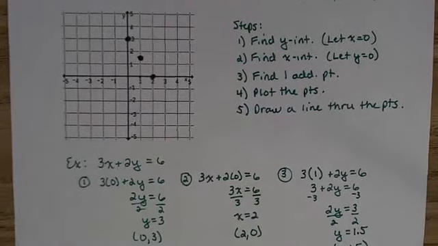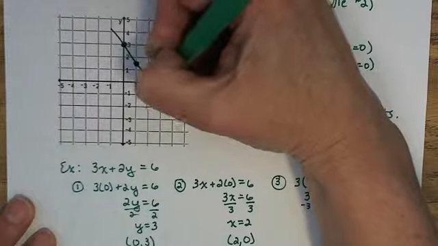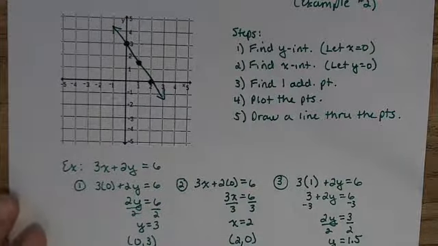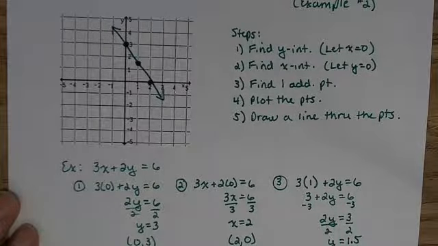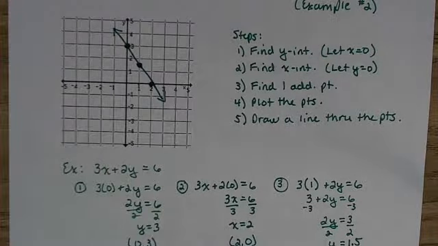They certainly do. So now all I'm left to do is to draw my line through those 3 points, put an arrowhead at either end, and you have finished graphing the equation of 3x plus 2y equals 6. And that ends the second example.